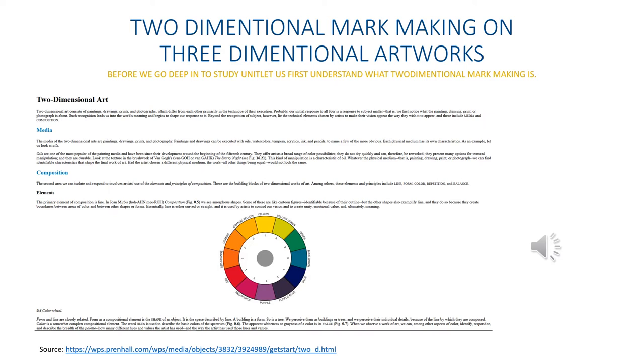It's x and y, and then with 3D it's going to be z, y and x. So those are the differences. And another difference is that 3D artworks have characteristics of occupying certain space. So that's why you would find a sculpture is a 3D artwork, and a painting would be a 2D artwork.